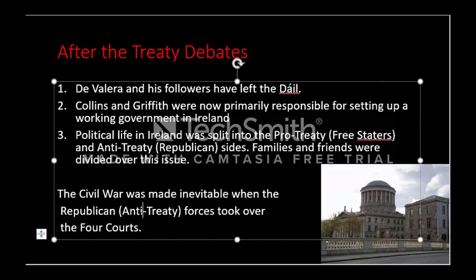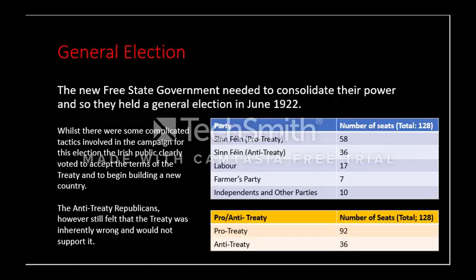Now this is a big challenge to the pro-treaty government that's being set up. It's very important. They're going to have to react to this in some way. So we could claim that once they took over the Four Courts, a civil war was actually inevitable. But there are a few things going on at the same time. The Free State government is being set up, and what they want to do is hold a general election, and the reason to hold this general election is to give the people of Ireland a vote on the treaty.